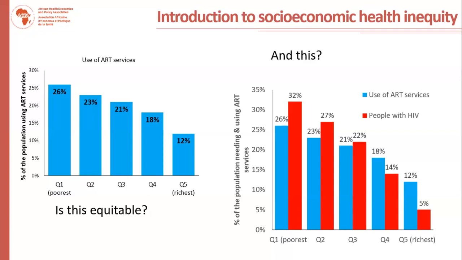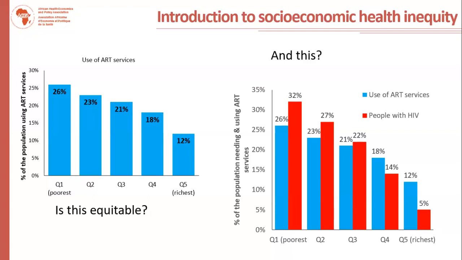And the light blue is saying that the bottom 20%, sorry, it's not showing, but at least you could see this. So the bottom 20% of the population here have about 32% of HIV cases, while the richest 20% sit with only 5% of HIV cases. Now look at how much ART they use. Is this equitable?